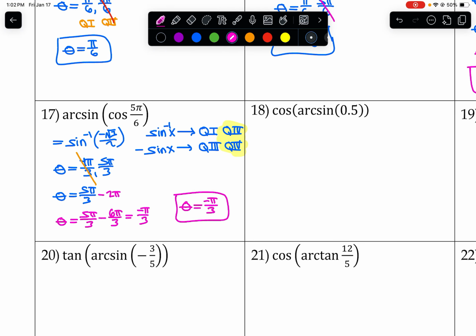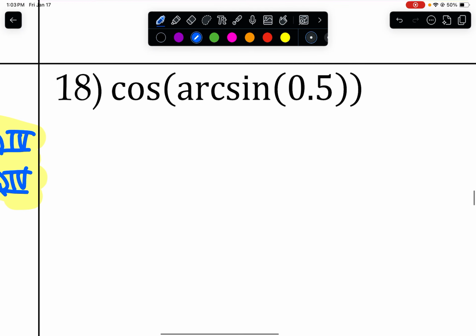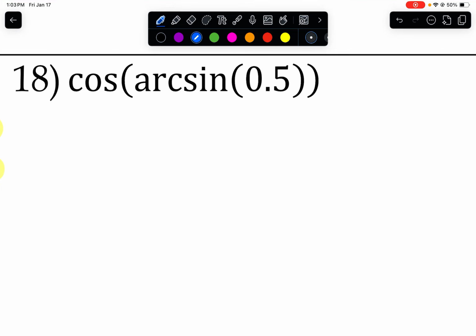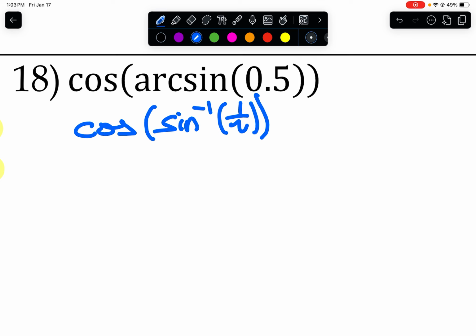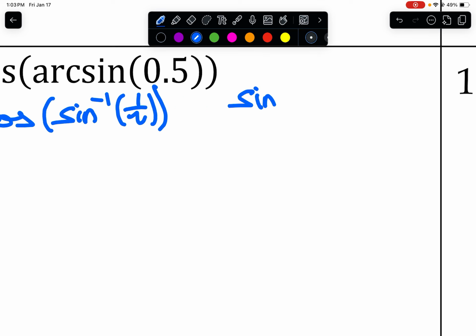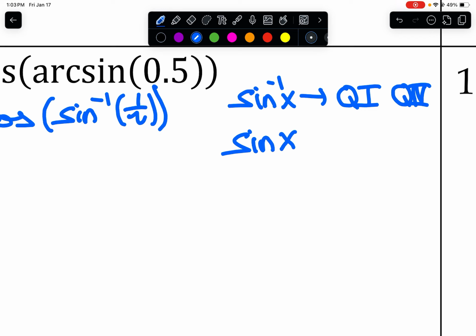All right, now let's do this one. So now we want cosine of arcsine of 0.5, which is the same as 1/2. So this is the same as doing cosine of inverse sine of 1/2. Inverse sine of x can be in quadrant 1 or quadrant 4. That's number 4. And then sine is positive in quadrant 1 and then quadrant 2. So my commonality here is going to be quadrant 1.